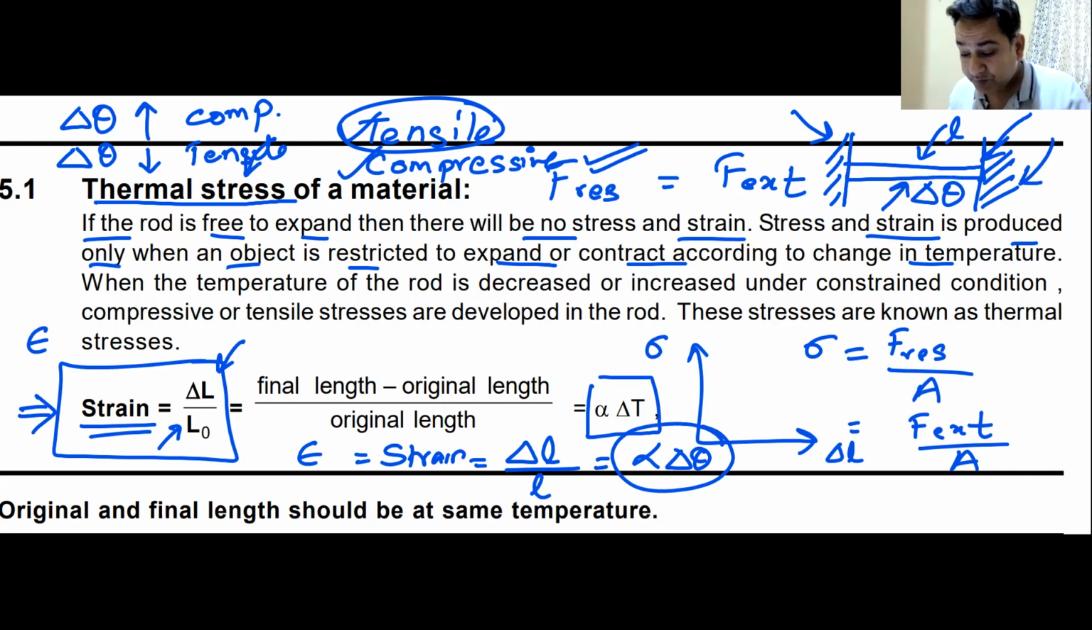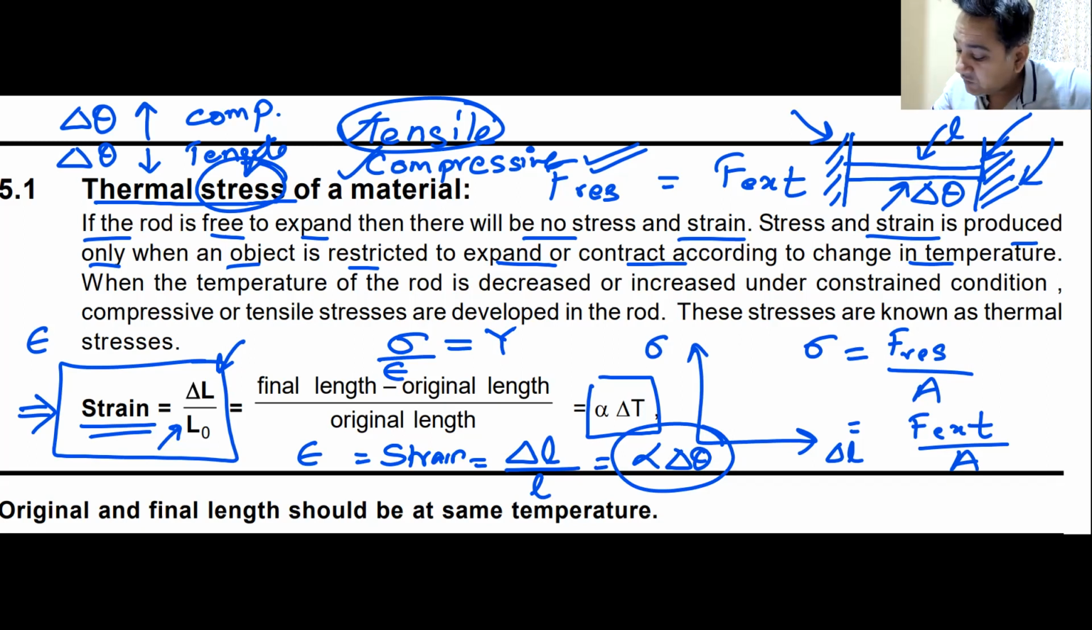But the name of the topic is thermal stress. How do you find out stress? Sigma. How will you find out the stress? Sigma. Remember, stress by strain is Young's modulus. Yes or no? Longitudinal stress by longitudinal strain is Young's modulus. Do we understand this? Yes, sir.